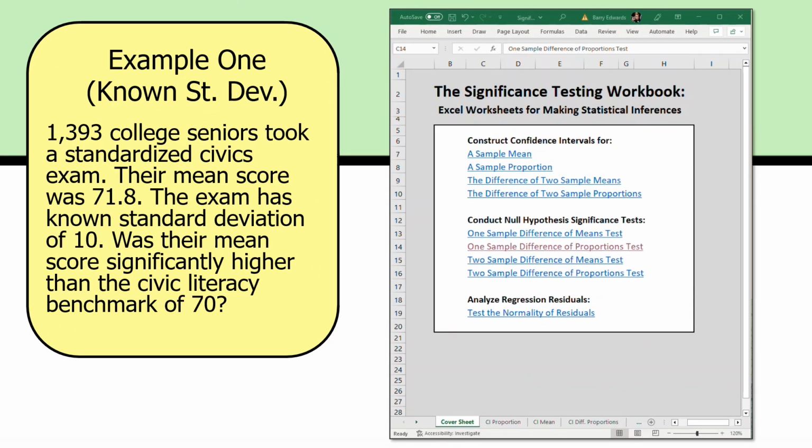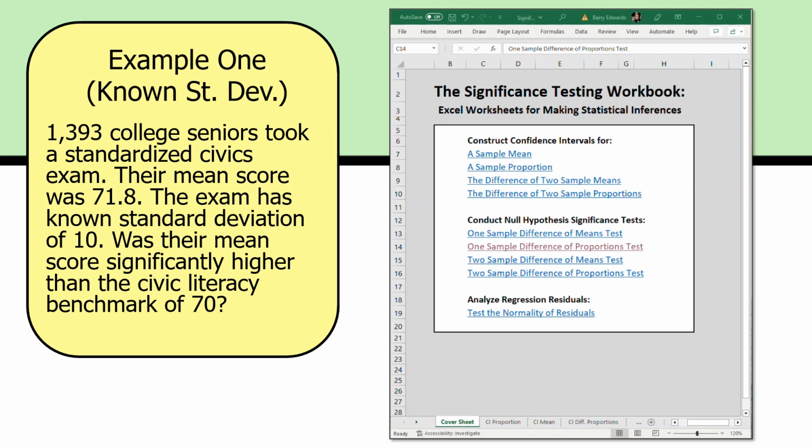Okay, we've got an example here of a one sample difference of means test. This is a situation where you're given or you calculate a sample mean and you want to compare that sample mean to a hypothesized value and determine if it's significantly bigger, significantly smaller, or significantly different than the hypothesized value. So looking at one example here, this features a known standard deviation.